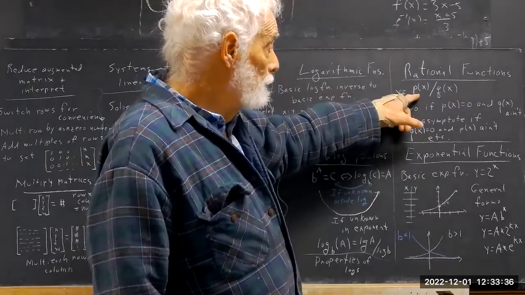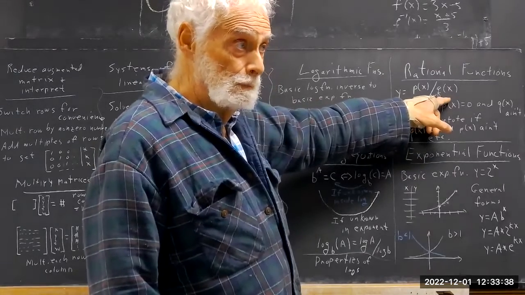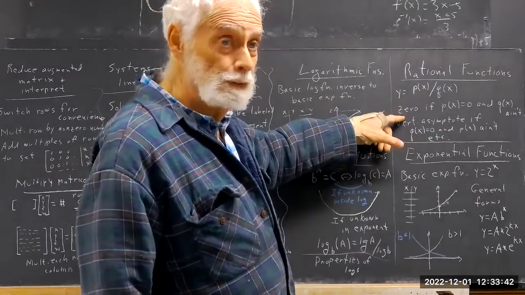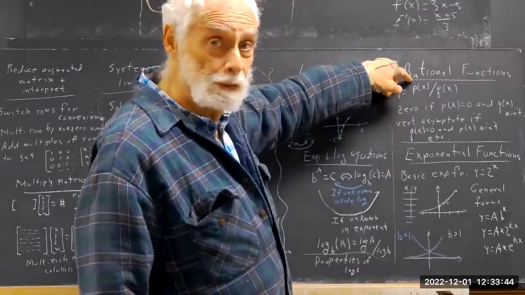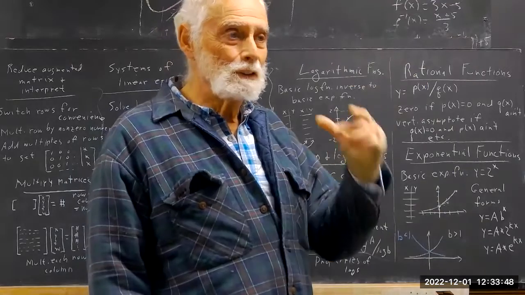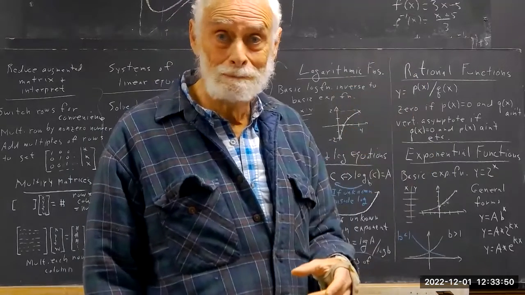It's a polynomial divided by a polynomial. Y is going to be 0. In other words, the function is 0 if your numerator is 0, because that's what makes a fraction 0. A fraction is 0 if the numerator is 0.